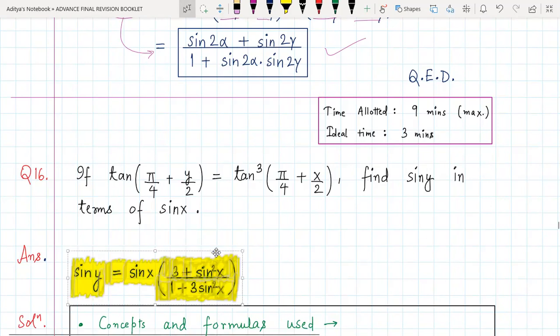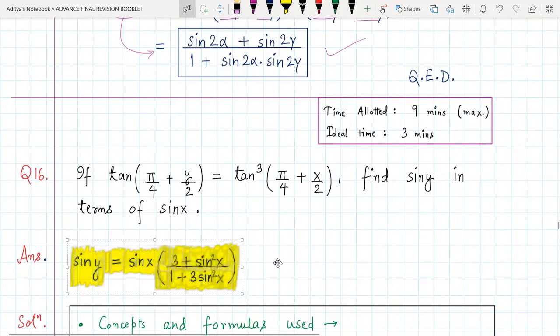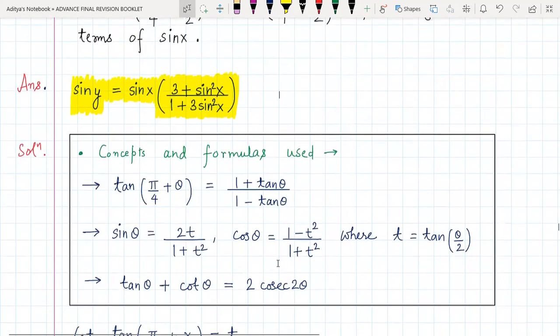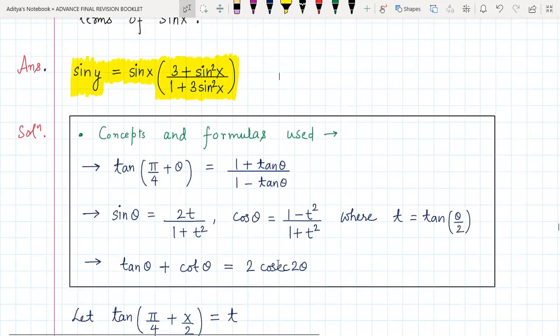The answer would be sine x into 3 plus sine square x upon 1 plus 3 sine square x. Now the concepts and formulas that have been used are tan of pi by 4 plus theta is equal to 1 plus tan theta upon 1 minus tan theta.